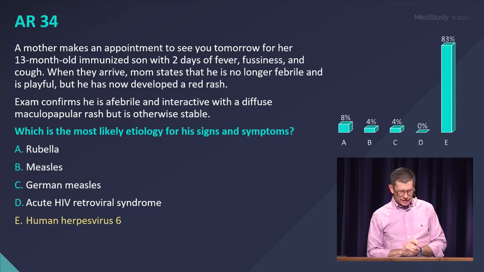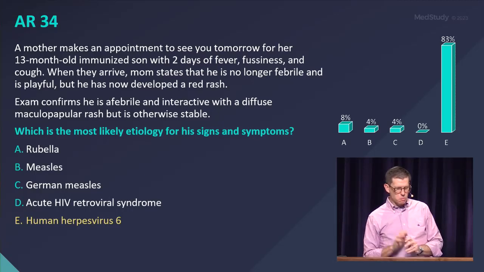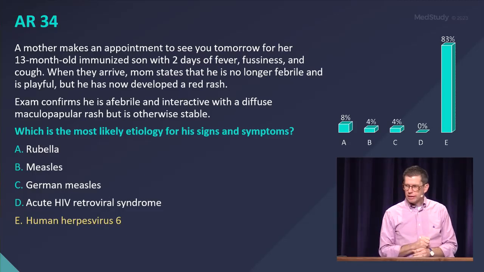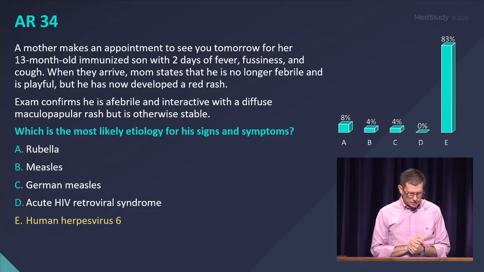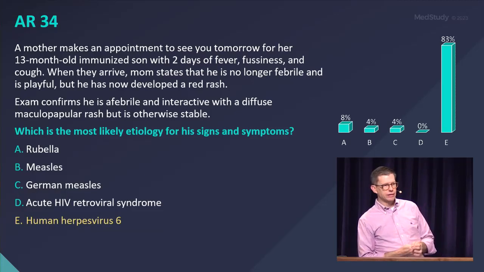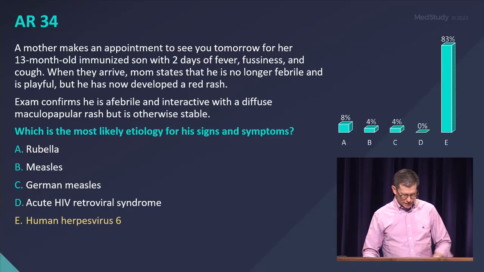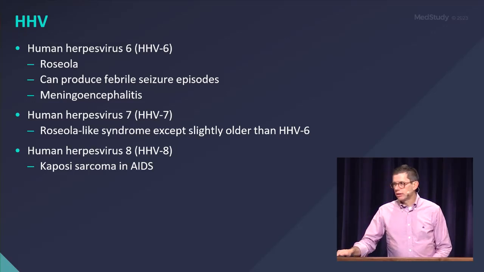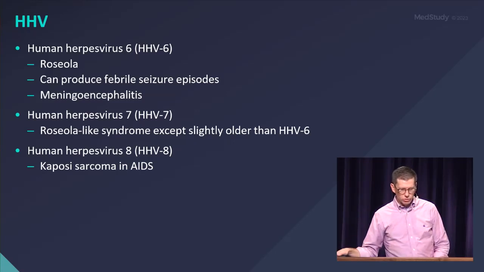All right, so the answer is E, HHV6, which most got. This is an immunized 13-month-old, so rubella and measles are going to be unlikely answer choices. German measles is actually just another name for rubella, so it wouldn't be rubella. And then acute HIV retroviral syndrome, there's no indication to say that this is acute retroviral syndrome, which nobody guessed anyway. This is HHV6, also known as roseola, that can often produce febrile seizures and be a case of meningoencephalitis like we talked about earlier.